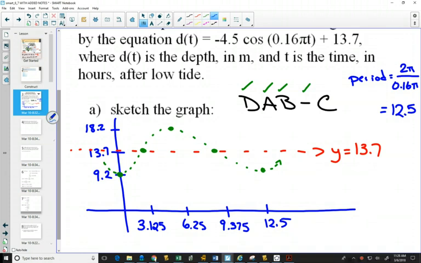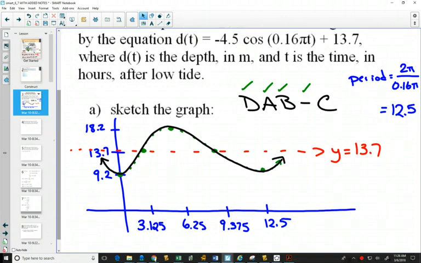And finally, you do any kind of translation that's needed. But in this one, do you see that there is no translation? So our dotted graph is actually our final graph. The next thing I would like you to do is to take this equation and type it into your graphing calculator, because we're going to solve part B.